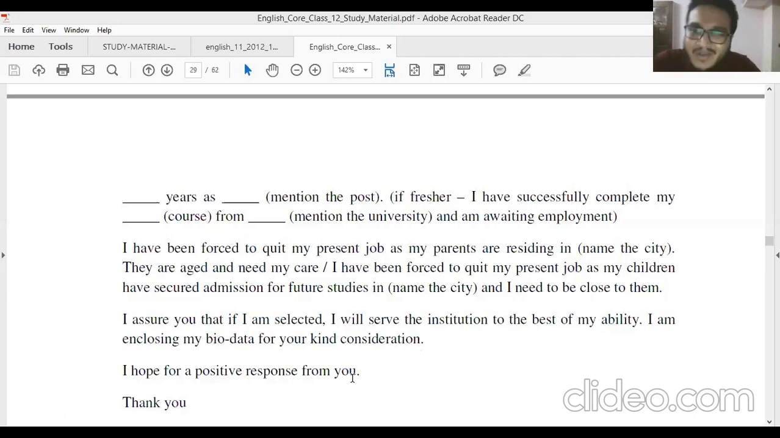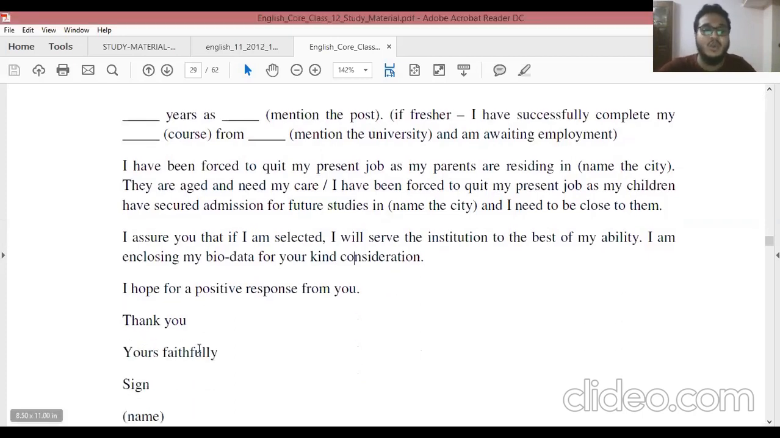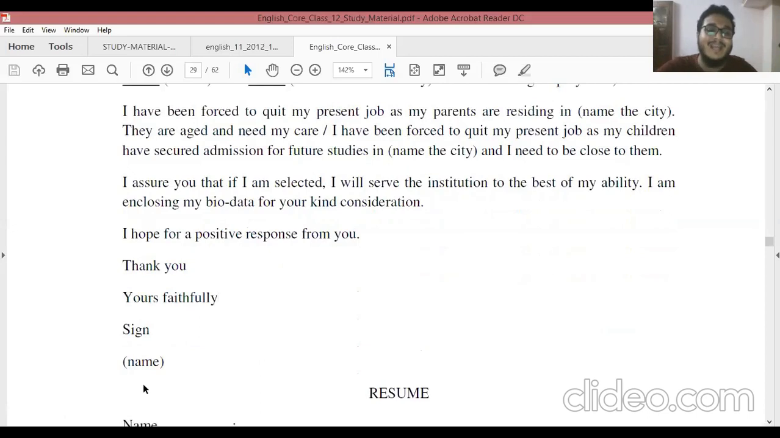Okay, you can write this one. No issue. I hope for a positive response from you. It means you're awaiting the response, you're eager for the job. And definitely the person who is going to take your interview or receive your letter can understand this is the right boy or girl who is waiting, so they can negotiate with you properly. Thank you. Yours faithfully. I told you yours faithfully is more applicable. It's a common word. You can stick it anywhere. Sign and name.